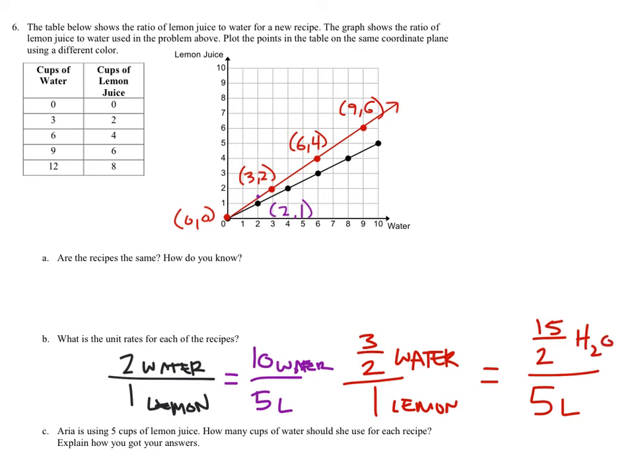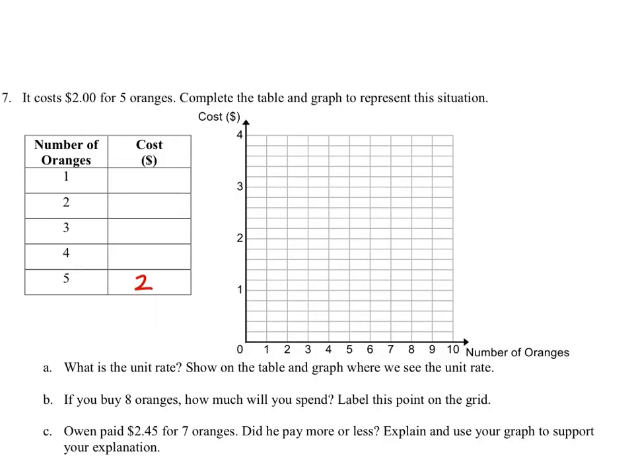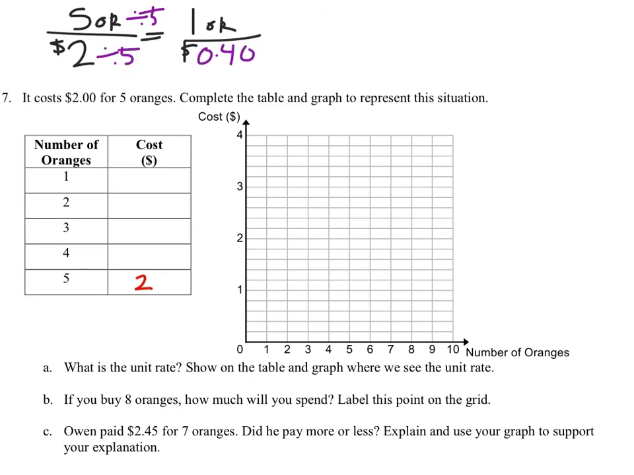which is about 7.5. It costs $2 for 5 oranges. So in the table we can see 5 oranges should cost $2. Complete the table and graph to represent the situation. So up in here, we can show this as 5 oranges for $2. Well, how much would this be for 1 orange? How many dollars? Well, we'll divide that by 5 and this by 5 as well. And yeah, that'd be 40 cents for 1 orange.